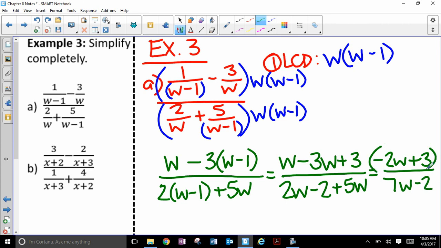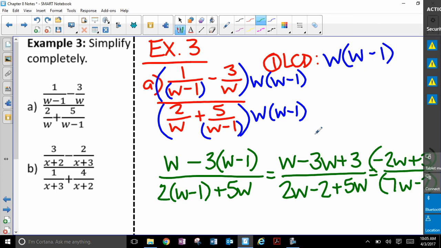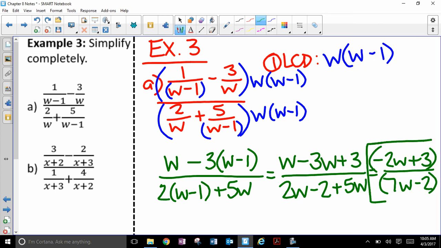Now this is in parentheses because you see a plus sign, and this is in parentheses because you see a minus sign, so you can't cancel the w's. So then, whoops, this is your final answer. As far as you can go, we can't cancel anything, so we're done. Okay.